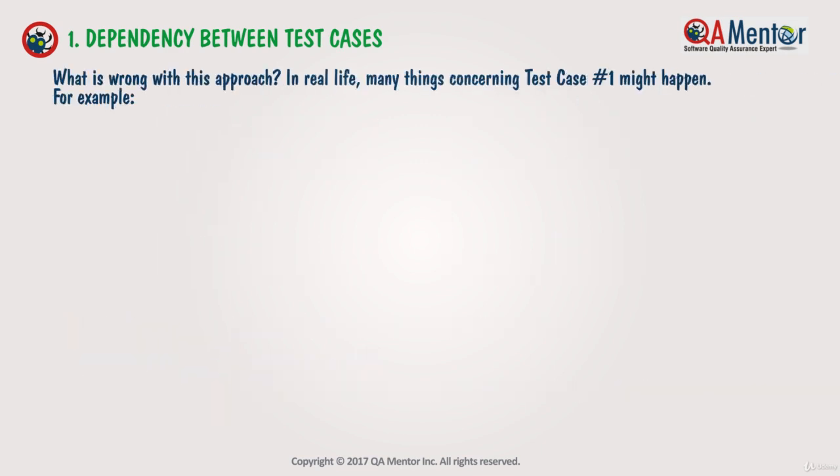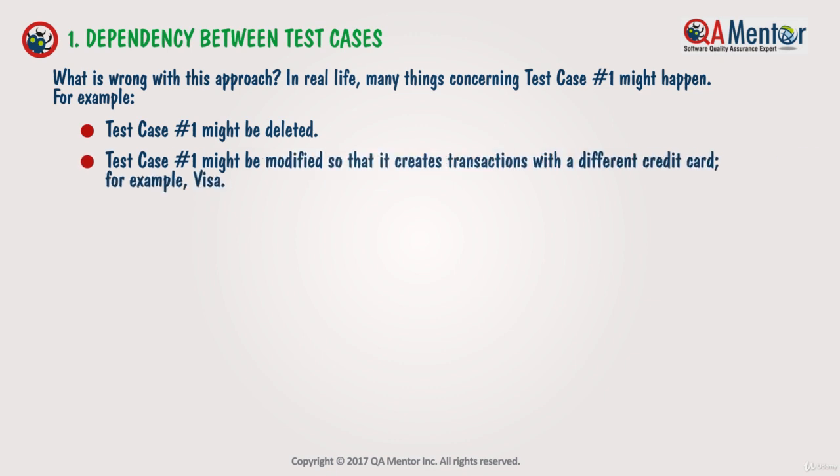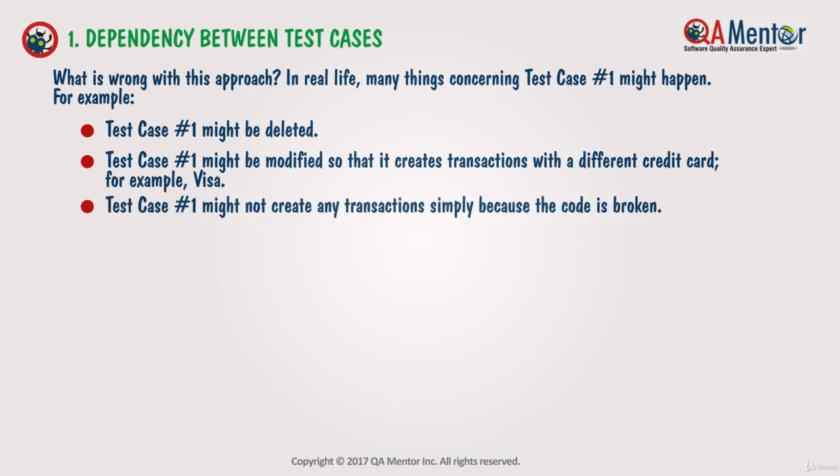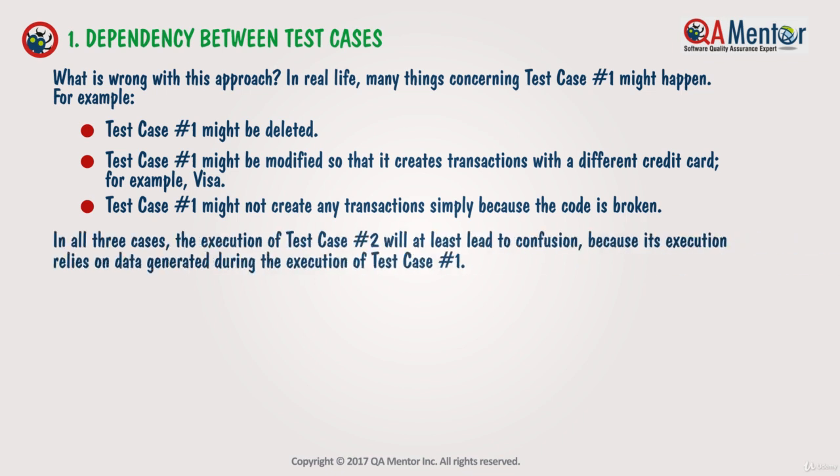In real life, many things concerning test case 1 might happen. For example, test case 1 might be deleted. Test case 1 might be modified so that it creates transactions with a different credit card, for example, Visa. Test case 1 might not create any transactions simply because the code is broken. In all 3 cases, the execution of test case number 2 will at least lead to confusion because its execution relies on data generated during the execution of test case 1.